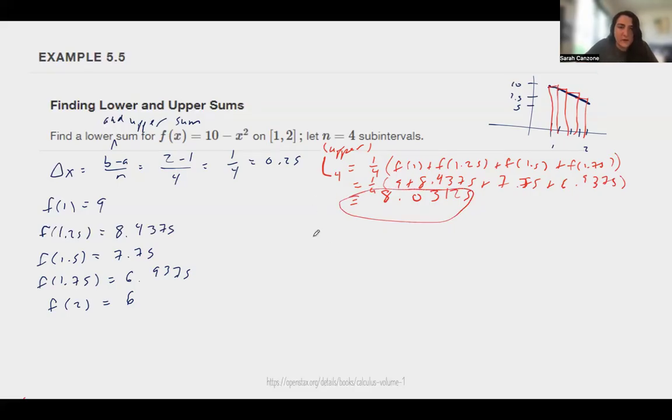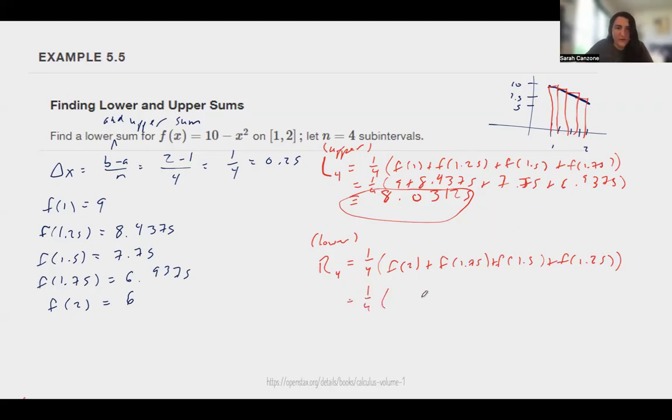Now, if you want the lower, this is now the right 4 rectangles. So this is again 1/4 because that's the width. But now we're going to start on the right. So we're starting with 2 because that's the rightmost value. And then we're going down by 0.25. And so we go 4 rectangles down. So that's f of 2 plus f of 1.75 plus f of 1.5 plus f of 1.25. And again, with both of these, you notice for the lower or the left, we're omitting the upper, which is the 2. And for the right, we're omitting the lower, which is going to be over here. It's going to be the 1.